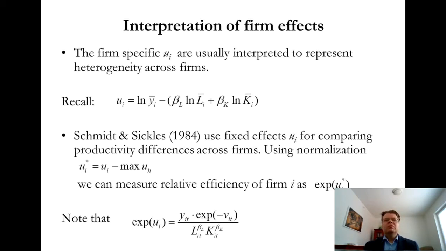This is often the case, for example, if you are interested in the productivity differences or efficiency differences between the firms. So we can think about this u_i as some time-invariant productive inefficiency of the firms. And there is this interesting idea by Peter Schmidt and Robin Sickles already from the 1980s: after estimating these u_i, we can normalize them so that the best performing firm, the most efficient firm, gets u_i equal to zero. And then we compare these efficiency differences relative to that firm, because technical efficiency is always relative to some kind of performance norm.